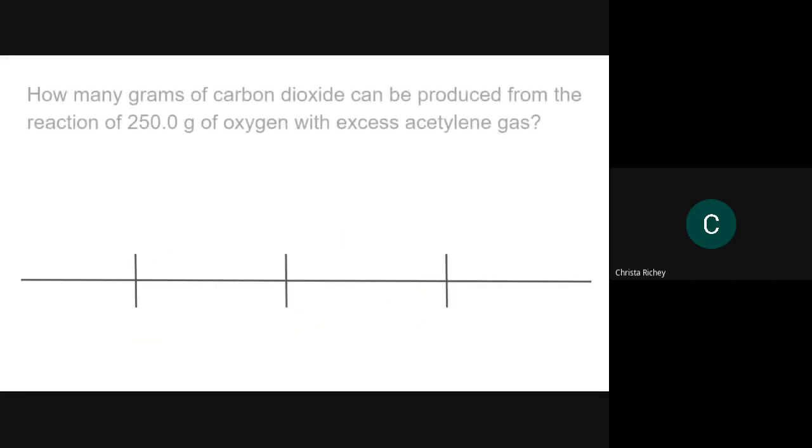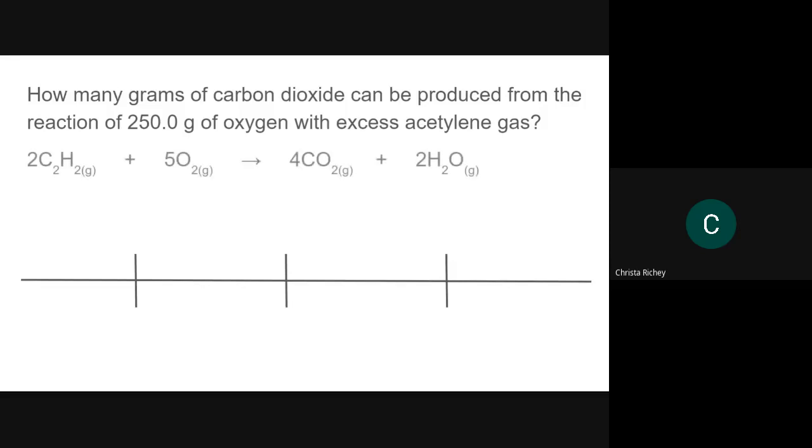All right, problems. I don't think I made any mistakes putting this in. I already caught one in the opener. How many moles of carbon dioxide can be produced from the reaction of 250.0 grams, just for sig figs, of oxygen with an excess of acetylene gas? And then we have the already balanced equation.